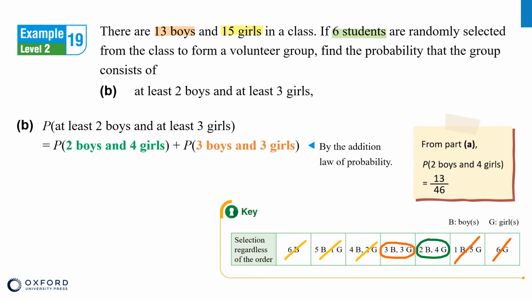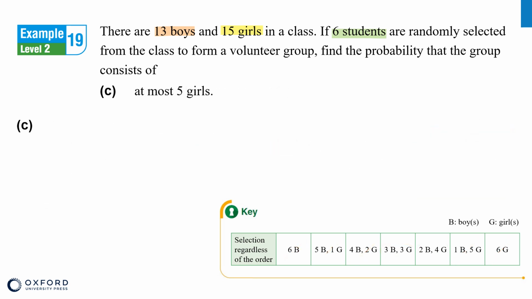We've already found the probability of having 2 boys and 4 girls in part A, which is 13/46. For the case of 3 boys and 3 girls, the method to be used is exactly the same as in part A. That is 13C3 times 15C3 over 28C6. Using a calculator, the answer is 130/207.